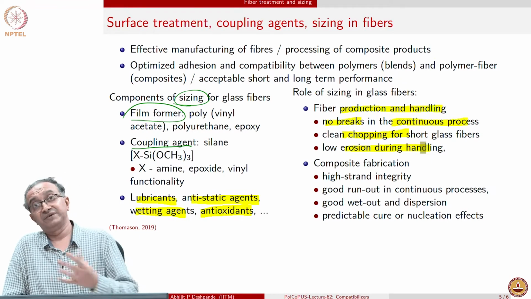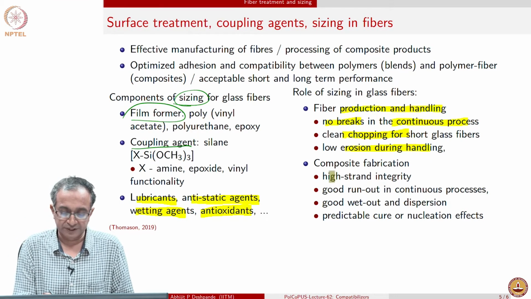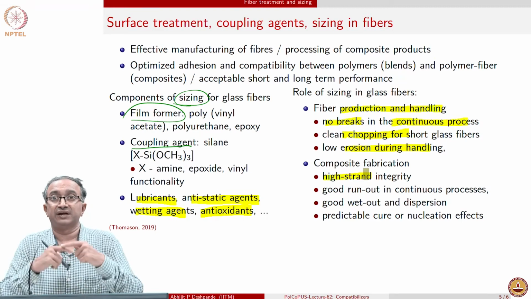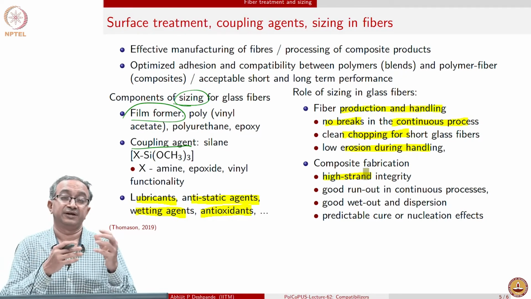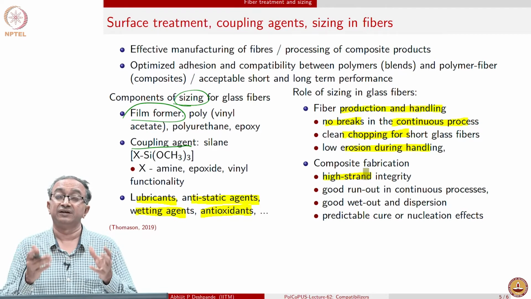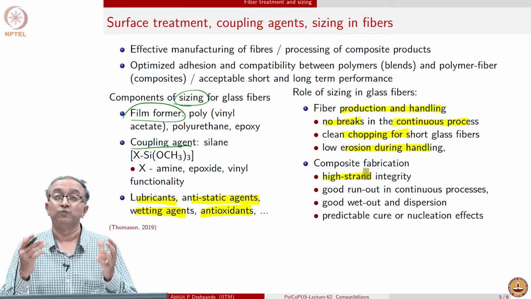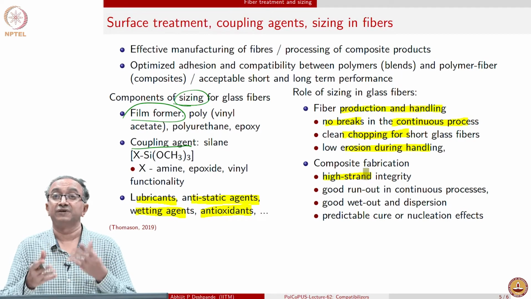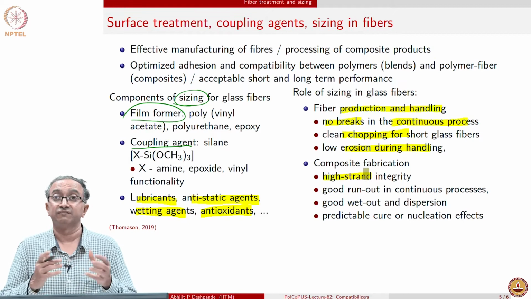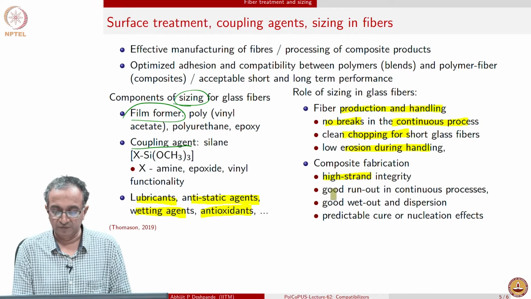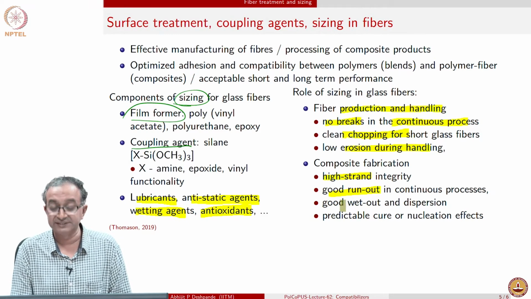On the other side, when we go to composite production, we need to make sure that when these fibers are woven together in yarn or used as single strands, they are well defined and also do not have erosion and other problems. So, therefore, high strand integrity is enforced if we apply sizing.